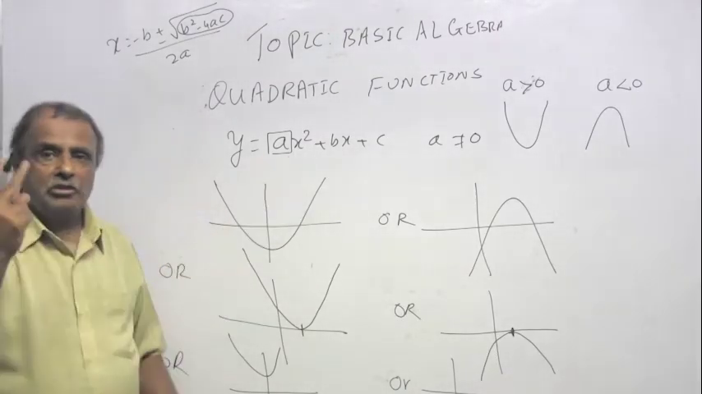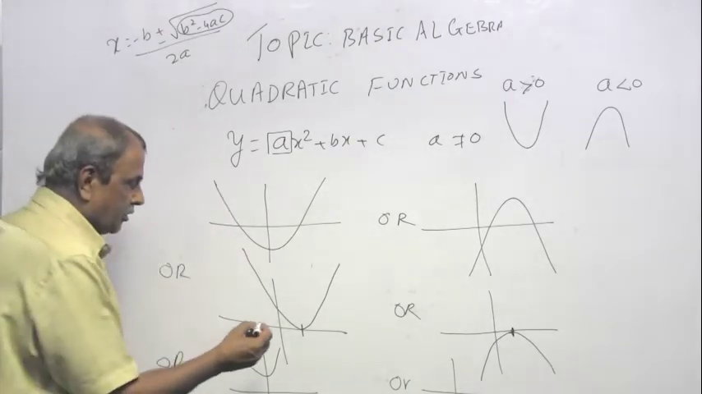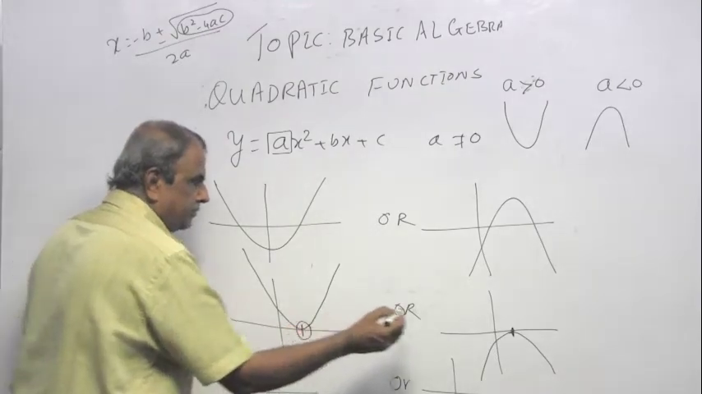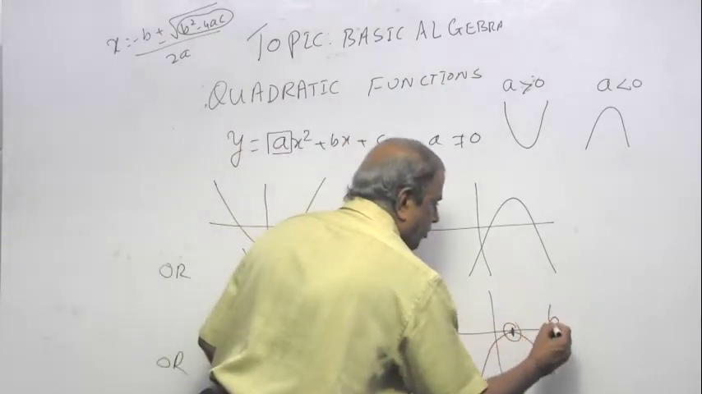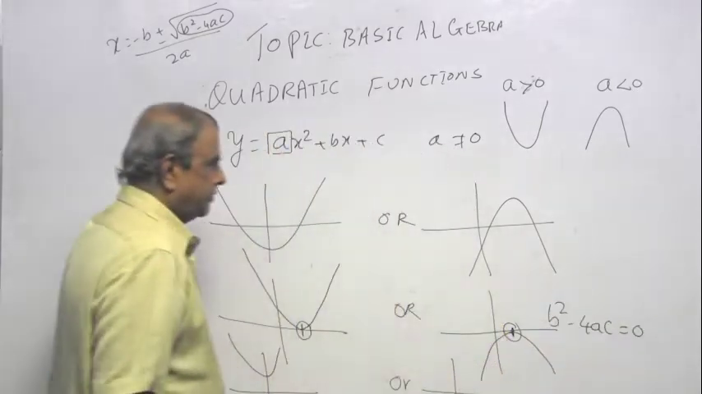But a quadratic is supposed to have 2 roots, so both roots are the same. We call them equal roots. That happens here. This is b squared minus 4ac equal to 0.